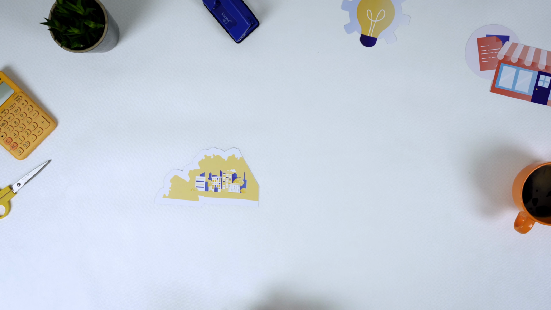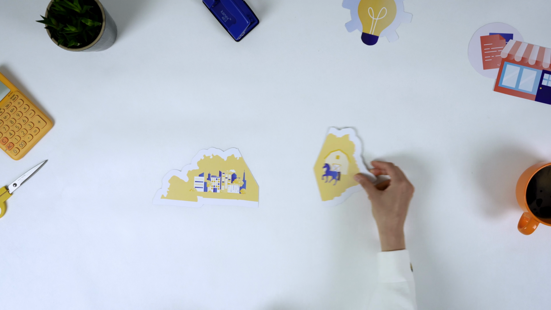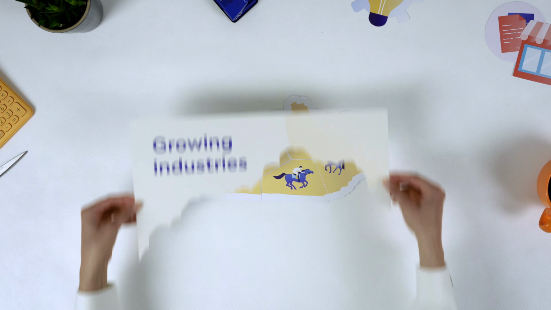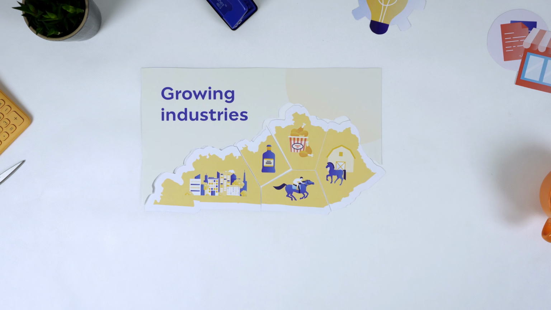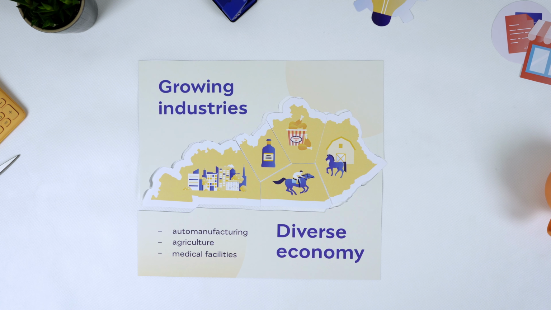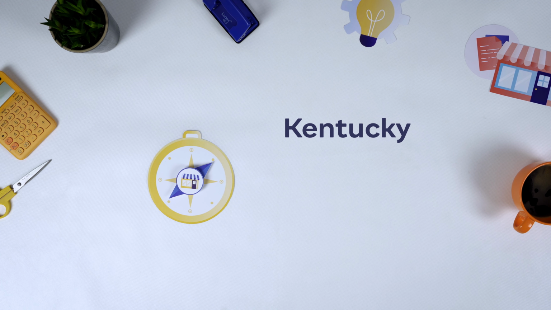From breathtaking horse farms to modern urban centers, Kentucky is known across the country for the Kentucky Derby, bourbon, and of course, fried chicken. But the Bluegrass State is also home to growing industries and a diverse economy that includes auto manufacturing, agriculture, and medical facilities. So is an old Kentucky home the perfect location for your business?